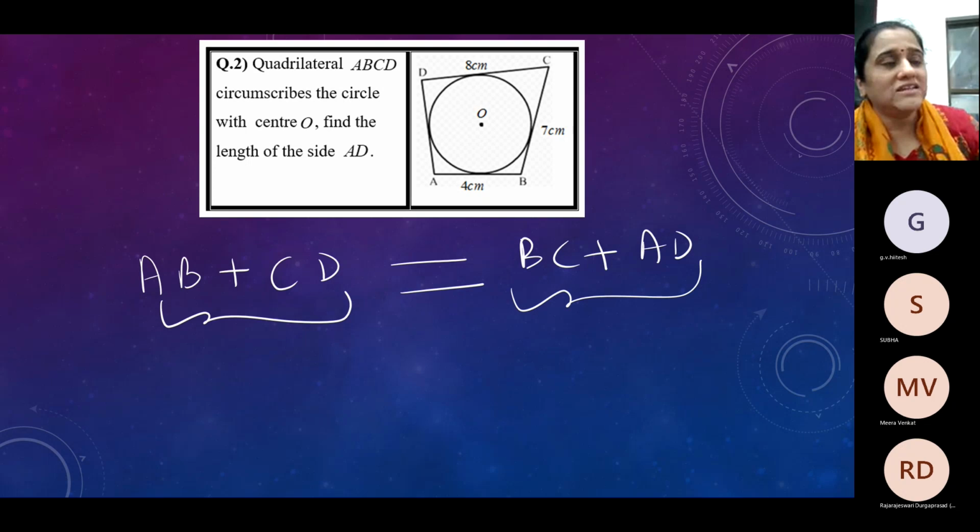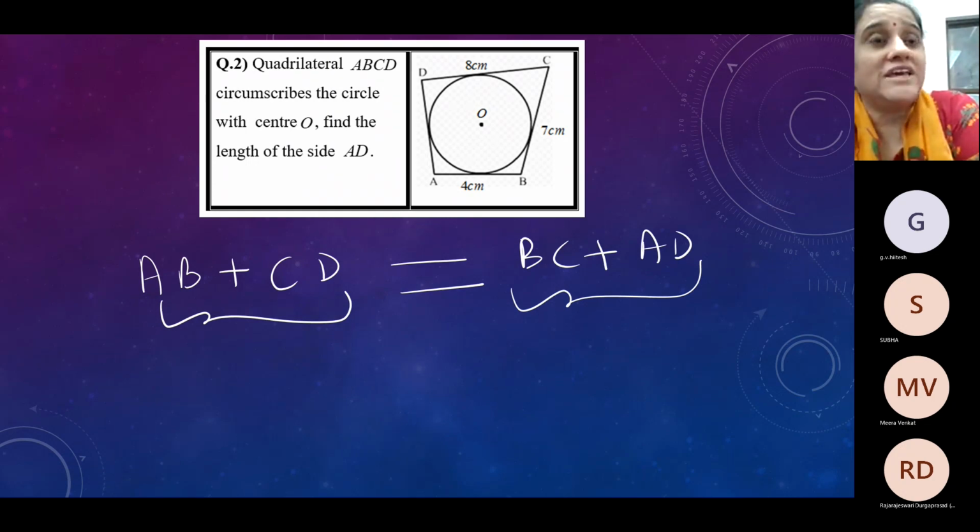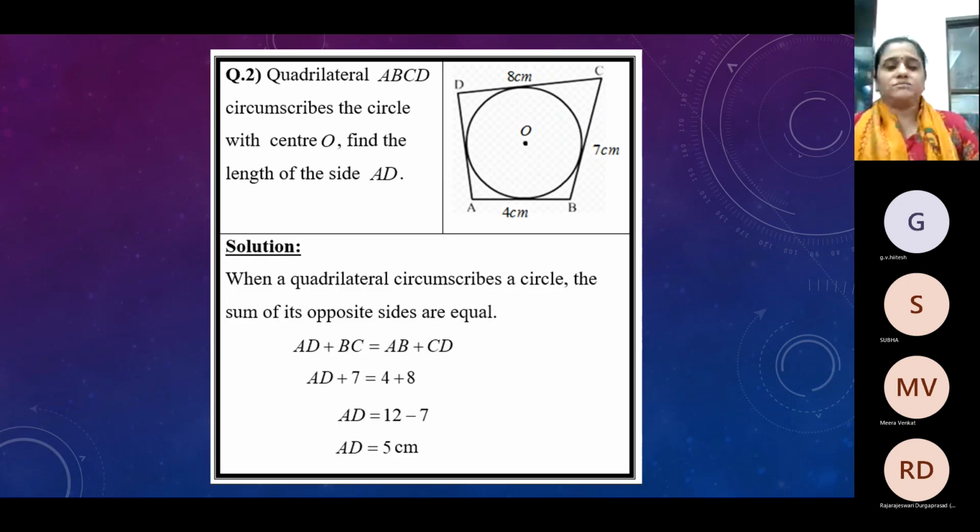When a quadrilateral circumscribes a circle, circumscribes meaning touches the circle like this. It's outside. The quadrilateral is outside the circle. When a quadrilateral circumscribes a circle, the sum of the opposite sides are equal. AB plus CD is equal to BC plus AD. Got it? That's the result. So this is how you find.